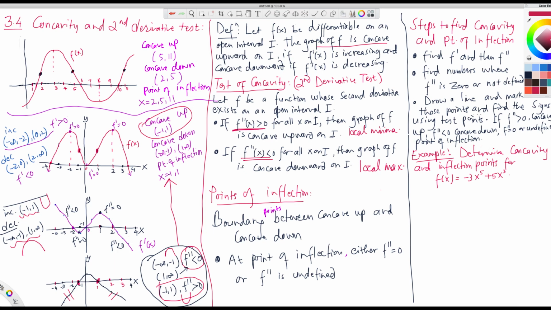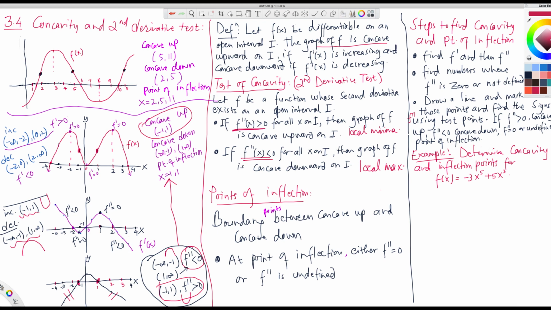After you do that, draw a line and mark those points you got from step 2 and find the signs using test points. You remember finding the signs, plus, plus, plus, minus, minus, minus, of f prime. Here we will find the sign of f double prime, using the test points.